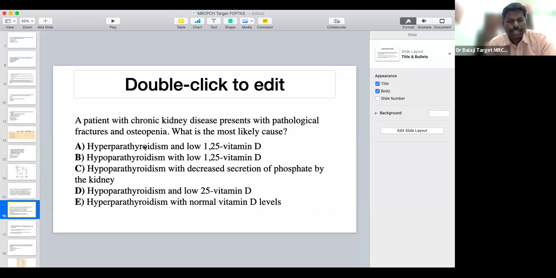So now you use the same picture to answer this question. Let's see who answers it. A patient with chronic kidney disease presents with pathological fractures and osteopenia. So there are pathological fractures and osteopenia. What is the most likely cause here? What is happening here? What will happen to the parathyroid hormone? What will happen to the vitamin D?